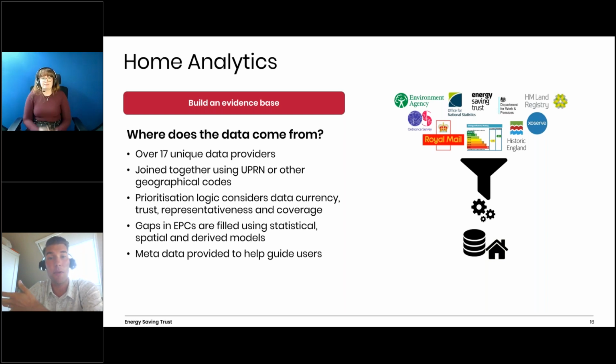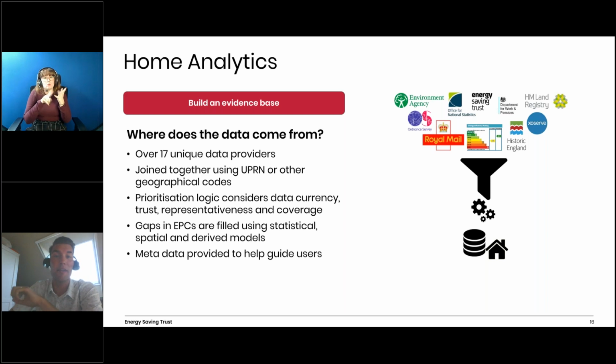Now, to address cases where there are multiple records that exist for a single property from different data sources, we consider elements such as data currency, so prioritizing sources that are more current. We consider trust of the data set, representativeness, as well as coverage across the area we're looking at to determine how these data sources should be prioritized.